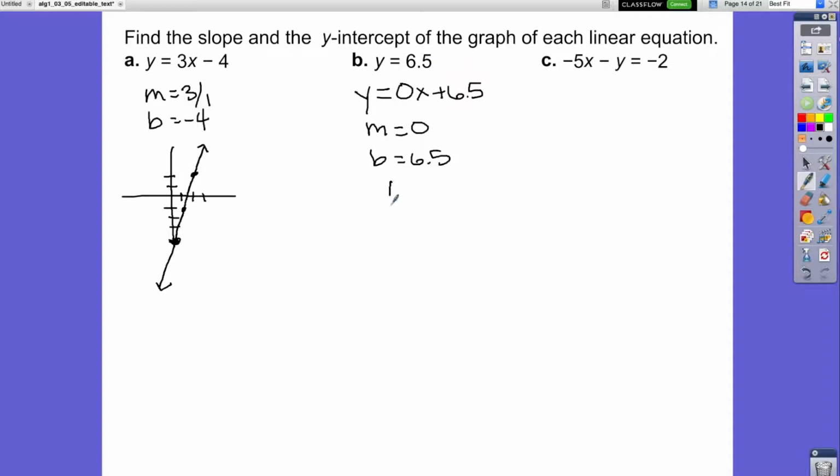Y equals, we learned that lesson a couple days ago. Is that going to be a horizontal or a vertical line? Horizontal. Good job. And at 6.5, let's just make that 6.5. Every y point is 6.5. So any x point, this is going to be a horizontal line.